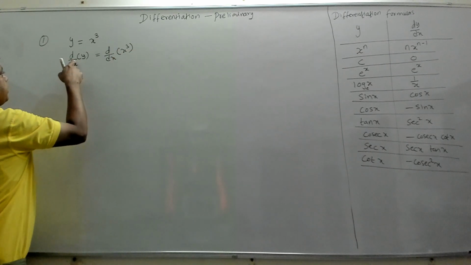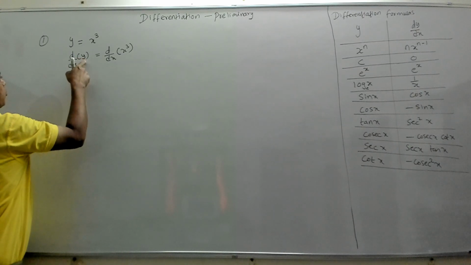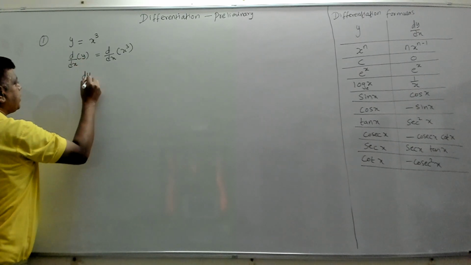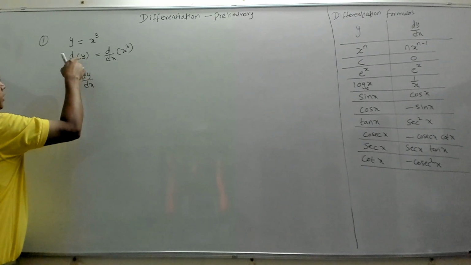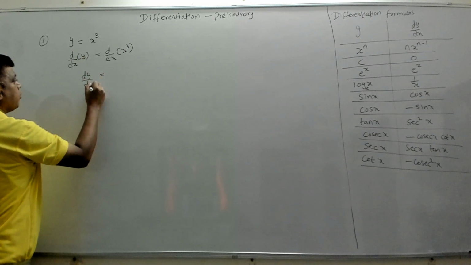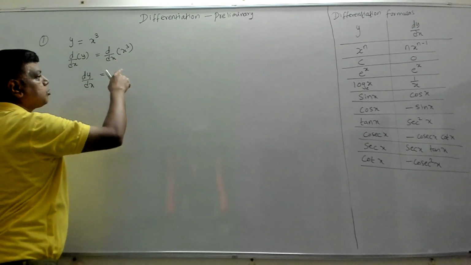So which means d by dx of y, if you differentiate y with respect to x, it is just dy by dx. We just write it without the bracket, dy by dx. That is equal to, now if you differentiate this, differentiation of x cube is what?